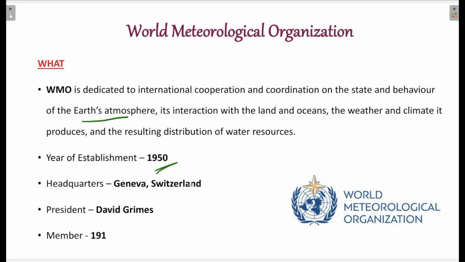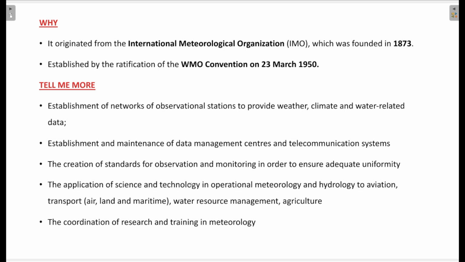As the name suggests, this organization is related to studying the state and behavior of the Earth's atmosphere, and the need for this organization arose when we wanted to study the Earth's atmosphere. It originated from the International Meteorological Organization. So before the name was changed, earlier it was the International Meteorological Organization, and later the name was changed to World Meteorological Organization, established in the year 1950.